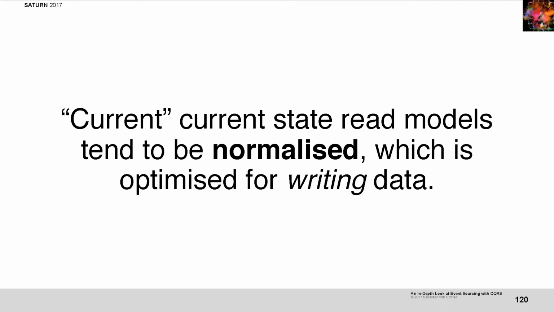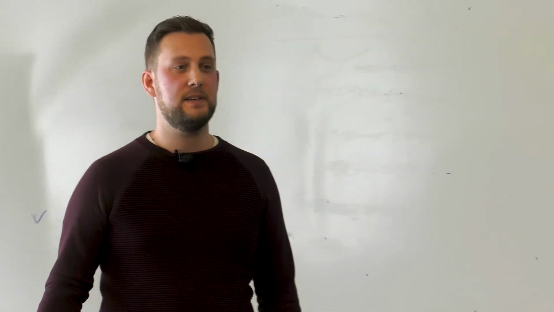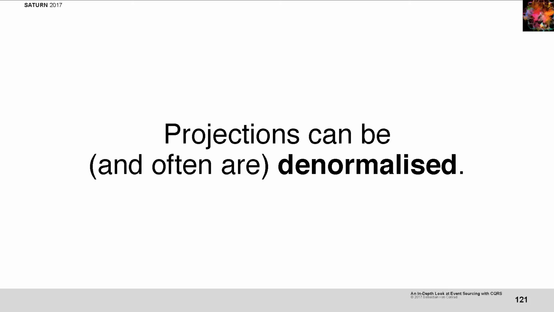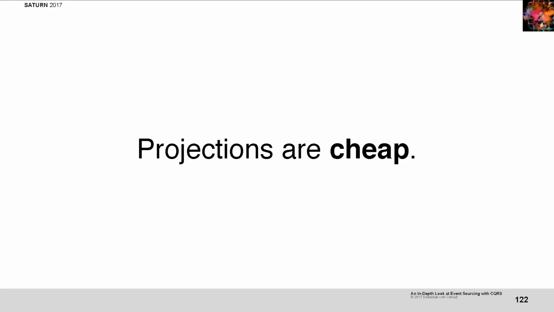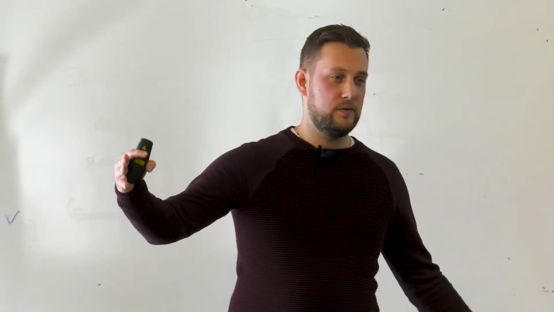The current state read models that we tend to find in MVC applications tend to be normalized, which I take to be that they are optimized for writing data. Our projections can be, and most often are, completely denormalized, which means that they're optimized for how we want to read them. They're really cheap. The only thing that they cost is effectively another process that sits and reads from an event store that builds up a database table of some form.